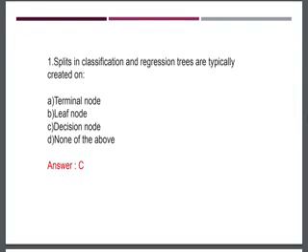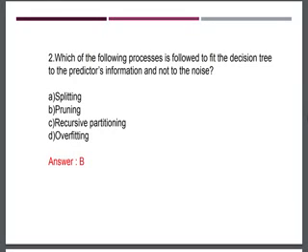The first MCQ: splits in the classification and the regression trees are typically created on: terminal node, leaf node, decision node, none of the above. The answer to this MCQ would be the decision node. The splits in the classification and the regression trees, and in general the decision trees, are created on the decision node.